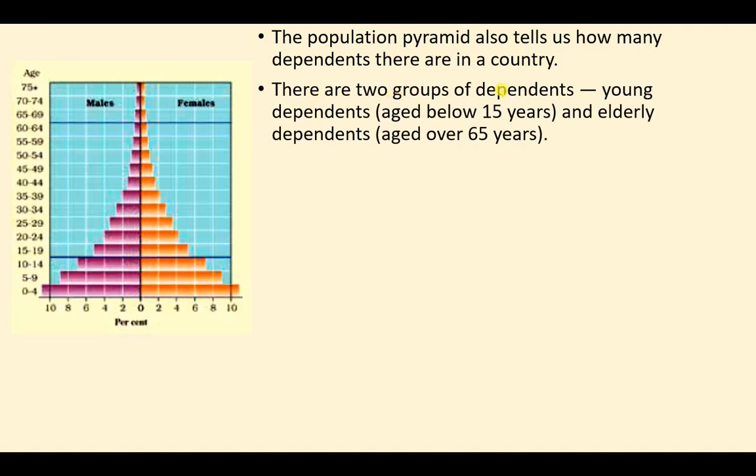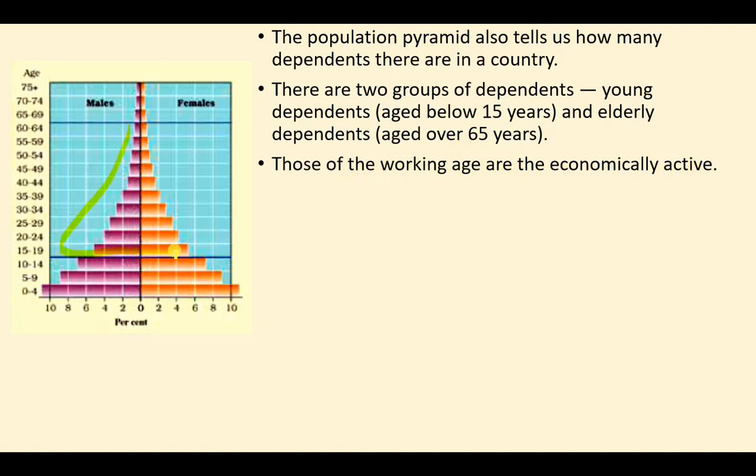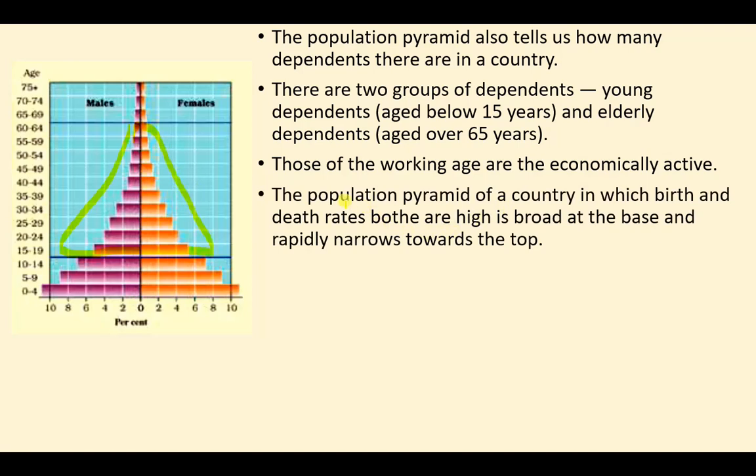There are two groups of dependents. Young dependents are below 15 years and elderly dependents are over 65 years. So those of working age are economically active. In this category, whoever is there, that is the economically active population. The population pyramid of a country in which birth and death rates are both high is broad at the base and rapidly narrows toward the top.